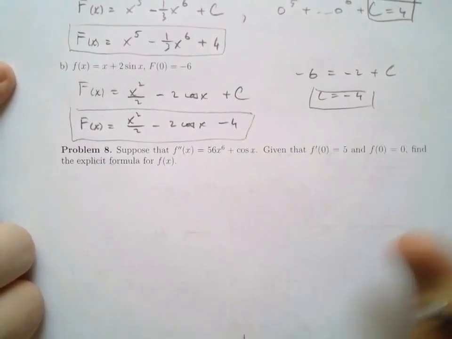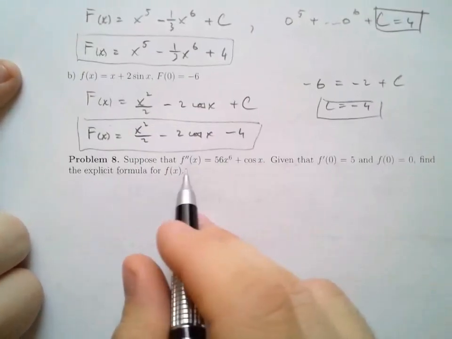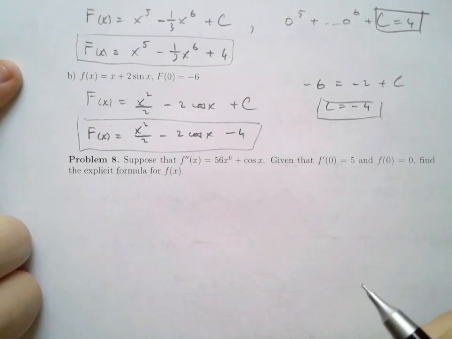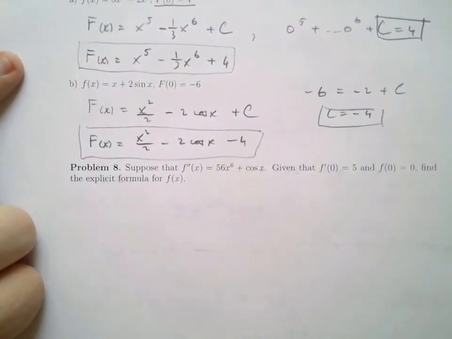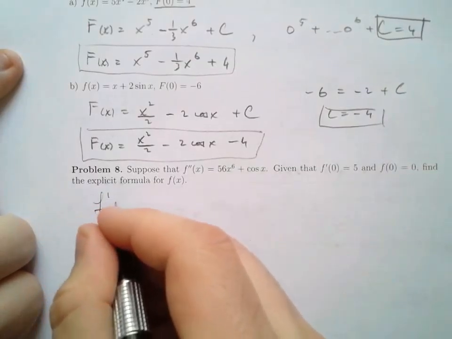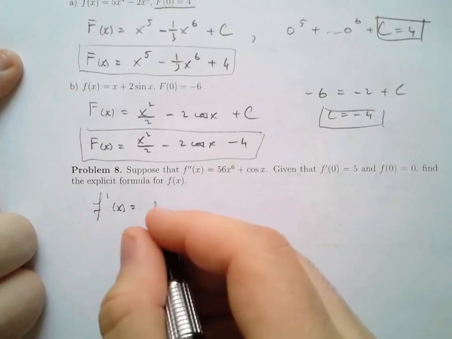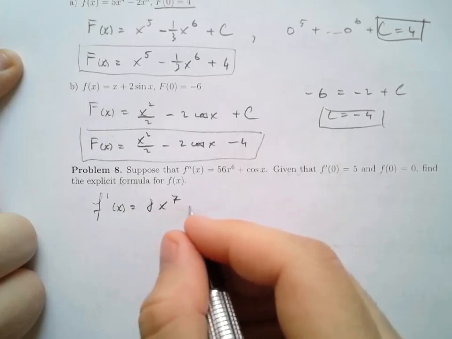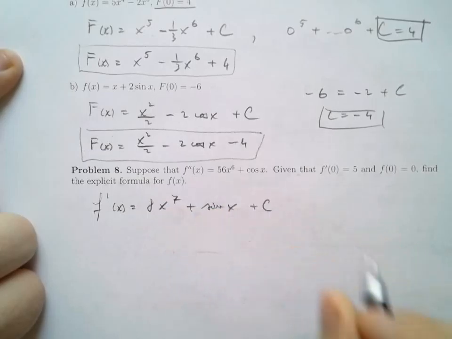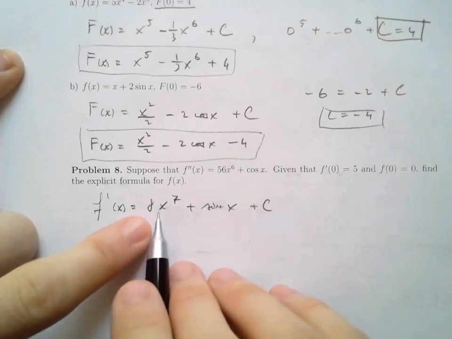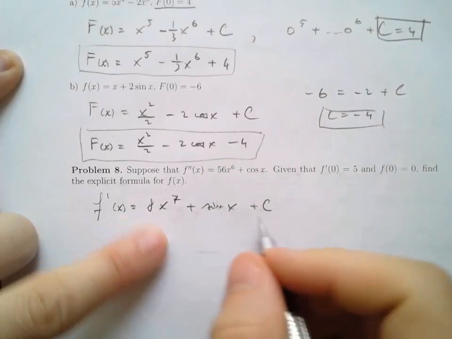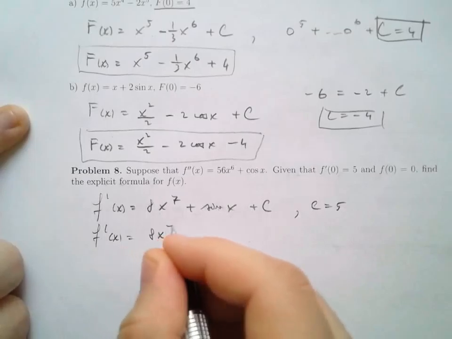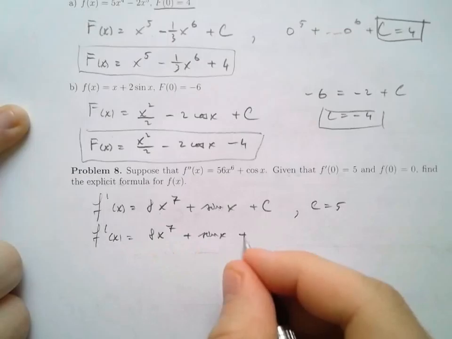Now in the last problem we're asked to do the same thing, except we have to do it twice. So I start with f double prime, and I'm trying to find a formula for f. Well, first I need to find a formula for f prime so that I can take the antiderivative of that and get f. So f prime in its most general form should be, okay, x to the 7th, 56 divided by 7, that's just 8. Antiderivative of cosine is sine plus a constant. And I know that if I plug in 0, I should get 5. Plug in 0 for x, that's 0, that's 0. Automatically tells me that c is equal to 5, so f prime of x is just 8x to the 7th plus sine of x plus 5.